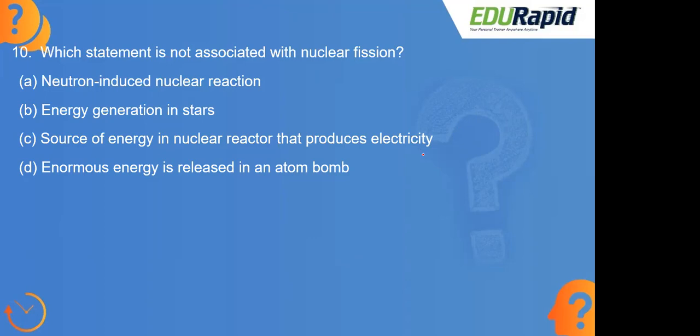Okay, let us look at the answer now. So the right answer is option B. Energy generation in stars. As I was telling you, nuclear fission is not associated with the generation of energy in stars, because here there will be the presence of nuclear fusion reaction. Nuclear fusion is the one that takes place in stars, because here hydrogen atoms combine together to release a high amount of heat energy. Clear?